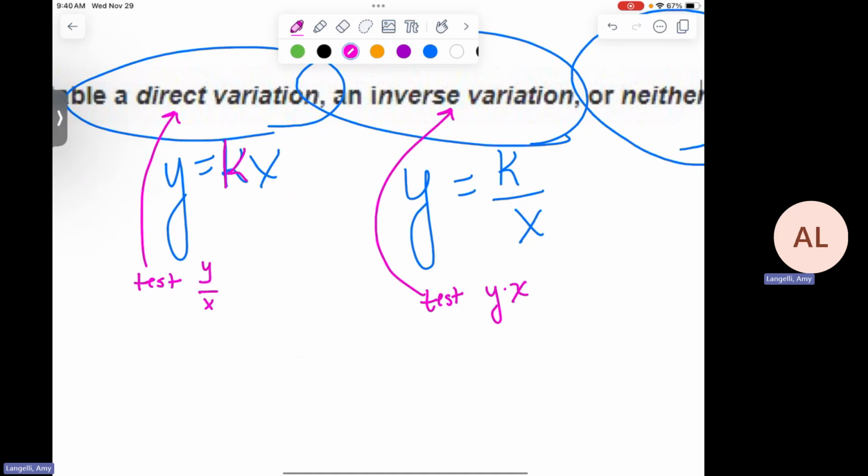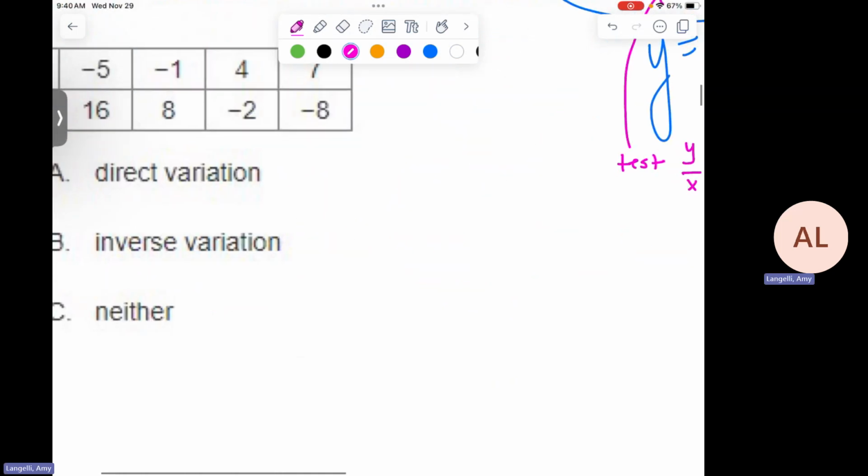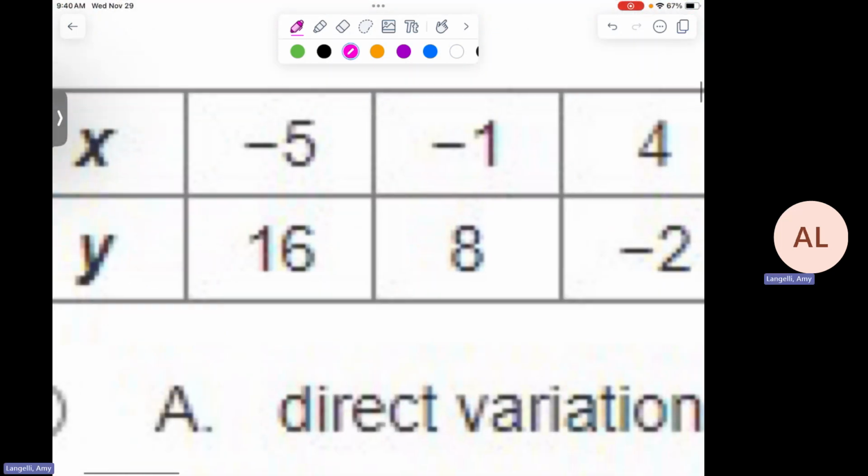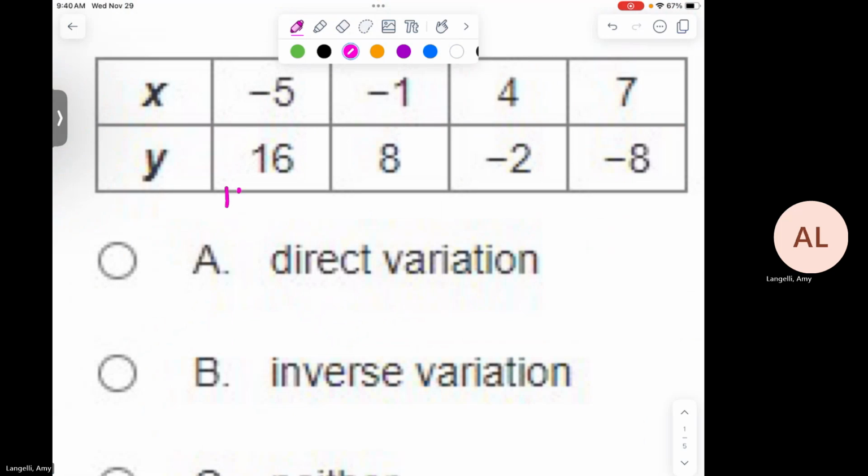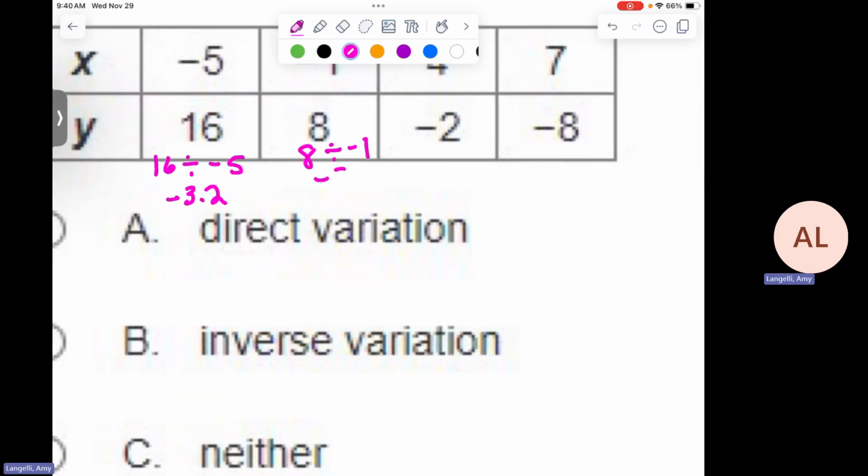Right off the bat, this one looked like a neither. I'd like to show you why though. If you did this y divided by that x, negative 3 point, okay. But if you did this y divided by this x, you get negative 8. That's not what, because when we divided, we didn't get the same thing. We can write that it's not.